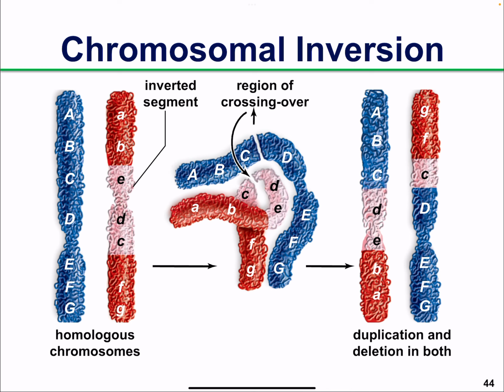What is the process by which inversion is happening? It's actually this process here, right? Where the homologous chromosomes are exchanging some genetic information so that we have an exchange of genetic information.